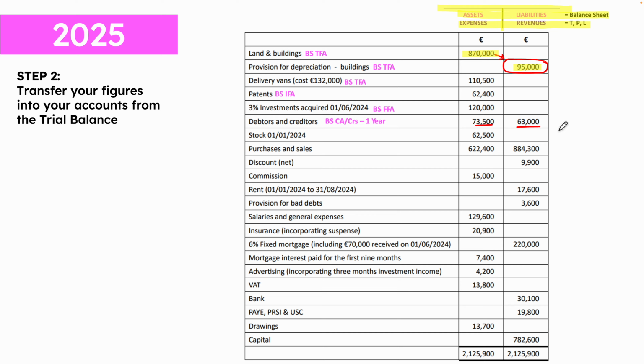Stock on the 1st of the 1st is opening stock, and that belongs in the trading account in the TPL. Purchases and sales also go in the trading account.